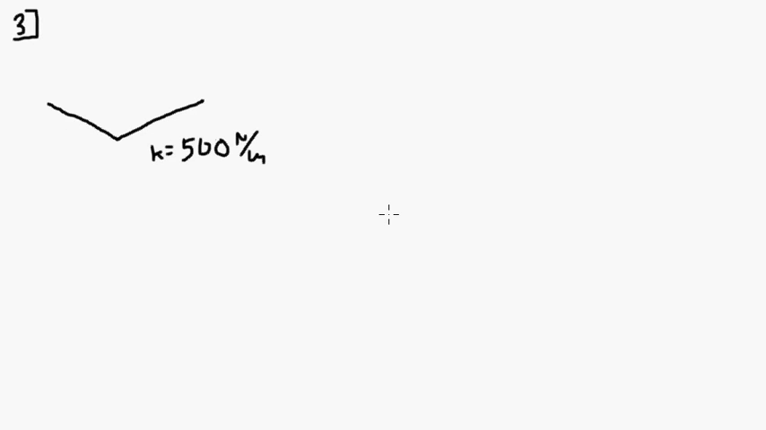Okay, I've started drawing the diagram for problem 3 already. It's got a trampoline, so there's a little trampoline there. And the trampoline behaves like a Hooke's law spring with a spring constant of K equals 500 newtons per meter. There's a boy who is bouncing on the trampoline.